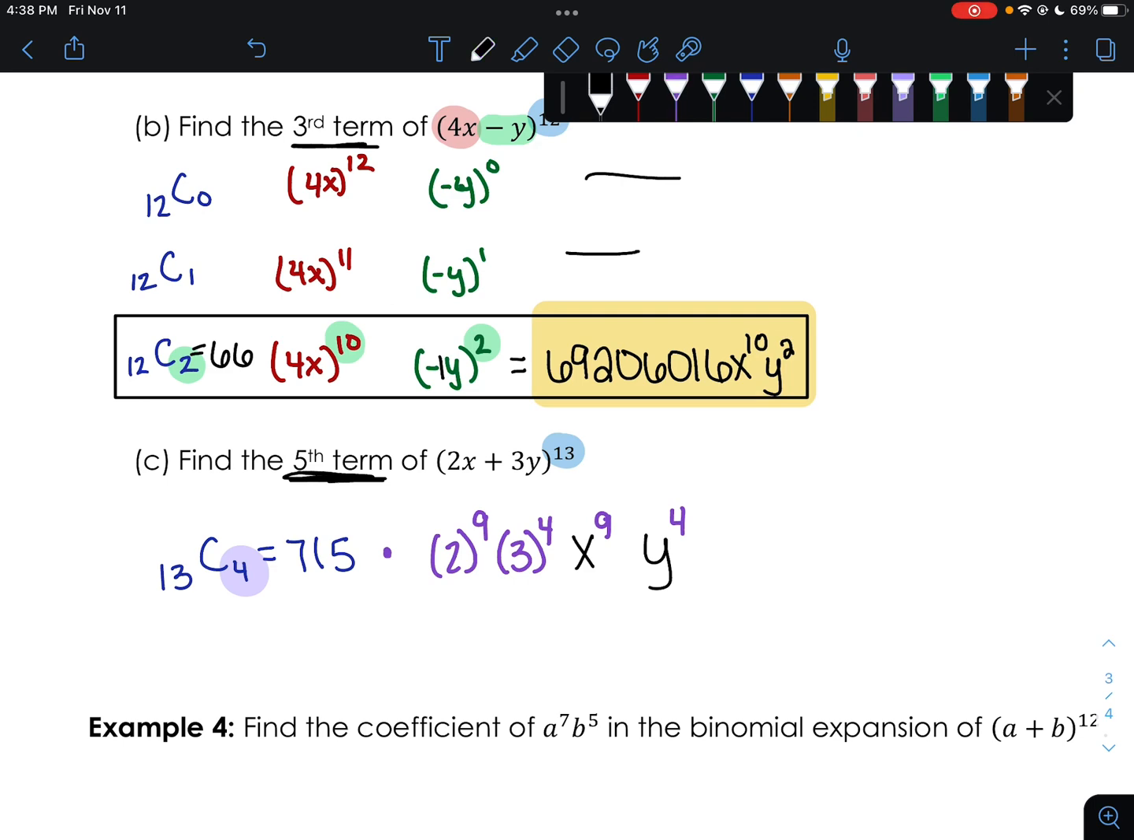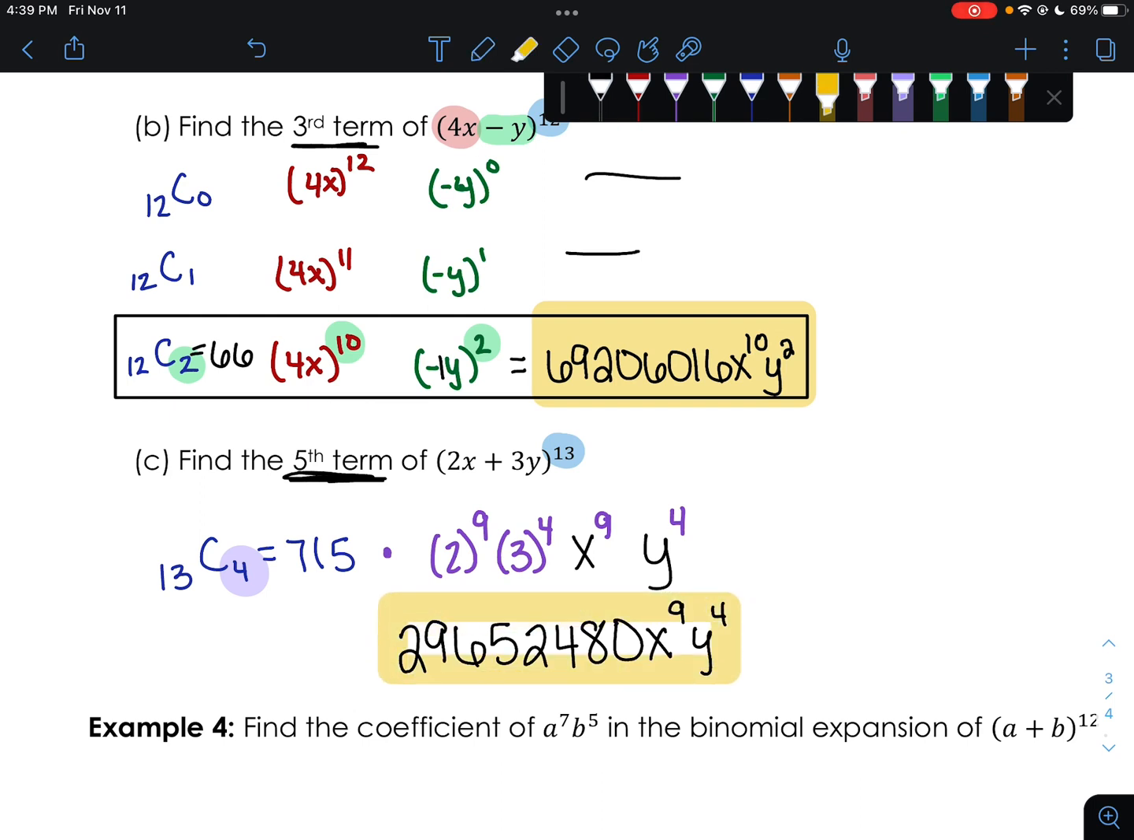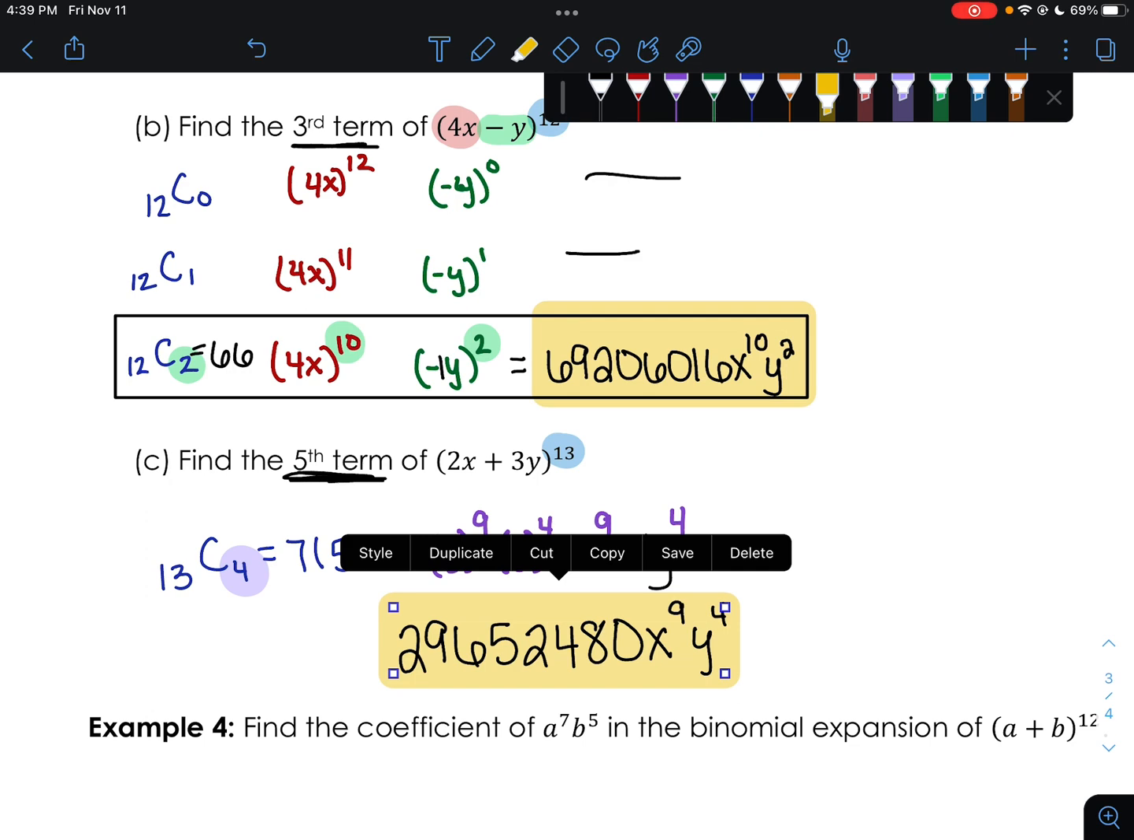So type that in your calculator. You should get a really big number: 29,652,480 x to the 9th y to the 4th. So again, if you're confused, you can ask somebody in class, or you can write down a note and ask me on Tuesday.